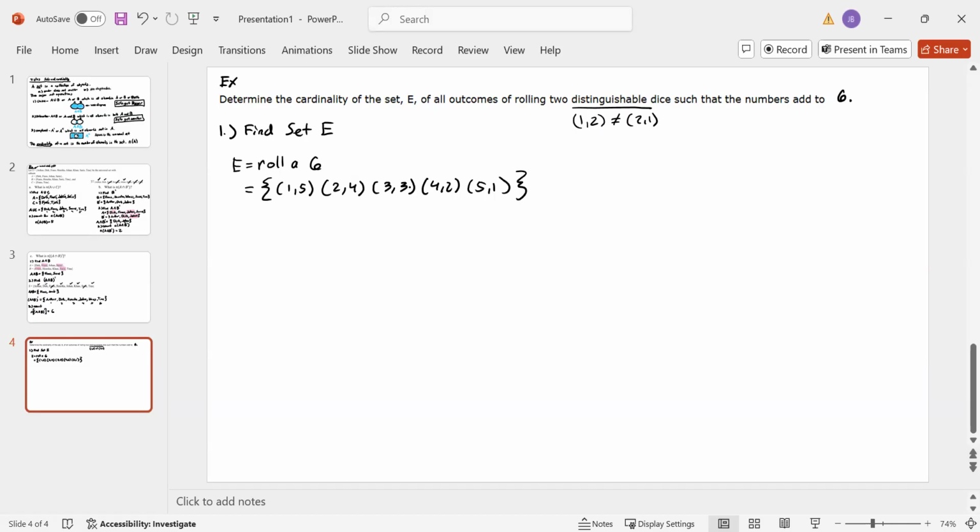Okay? And then now we just count. Step 2 is to count. So the cardinality of E is equal to 1, 2, 3, 4, 5. So it's just 5, right?